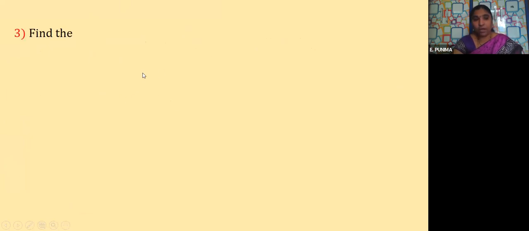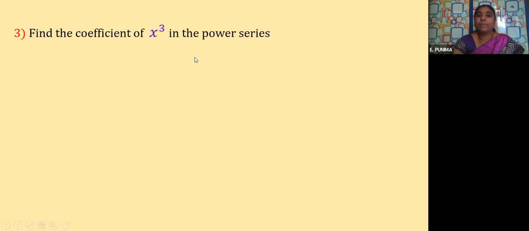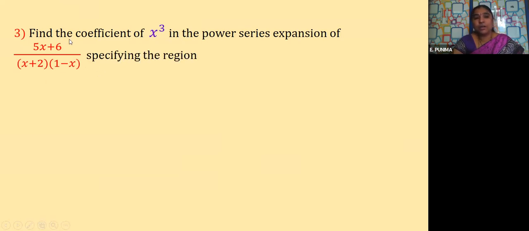So let us see a sum here. Find the coefficient of x cube in the power series expansion of 5x plus 6 by x plus 2 into 1 minus x. So what is the question here, children? Find the coefficient of x cube in the power series expansion of this fraction, f of x by g of x, specifying the region in which the expansion is valid.